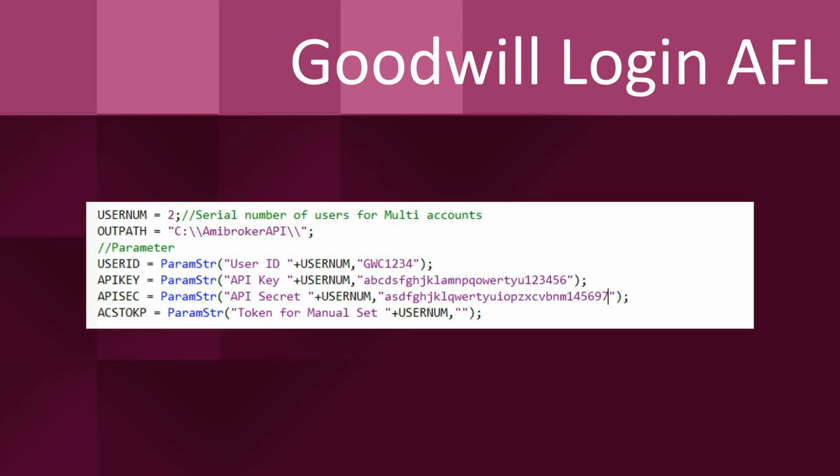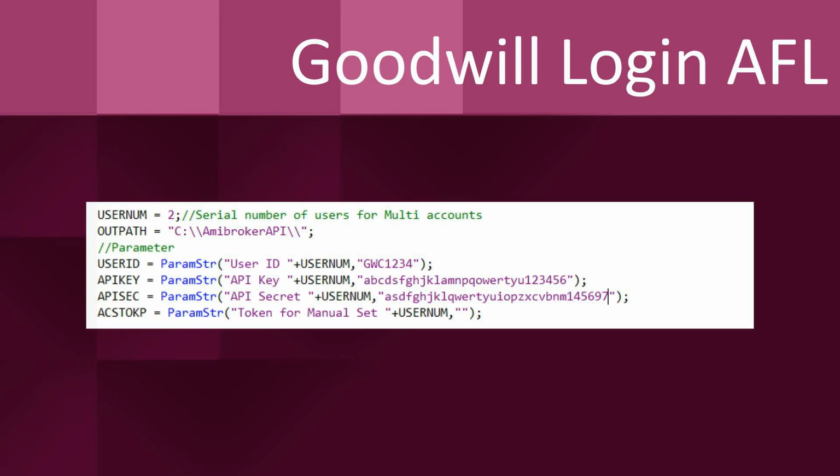Add details within double quotes. Don't leave extra spaces. For multi-account users, use the username value to assign a unique number to each user. Make a separate copy of the AFL file for each user and apply all copies to your charts. For a single user, you can keep the default setting.